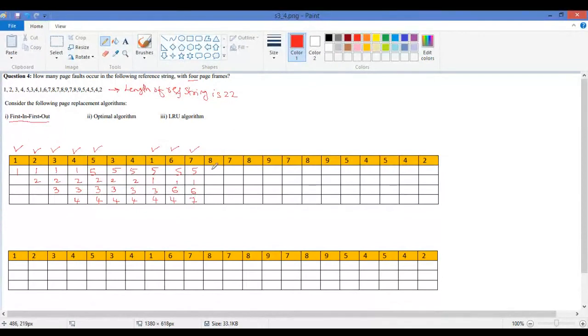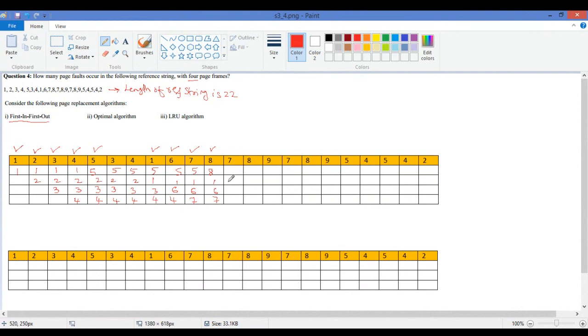Okay. Then next comes 8. Again, 8 is a page fault. If there is a page fault, who will be replaced? You see, 7 is newest. Oldest is 5 now. Yeah, 5 is the oldest, so 5 will be the candidate for replacement, and the remaining I just repeat.